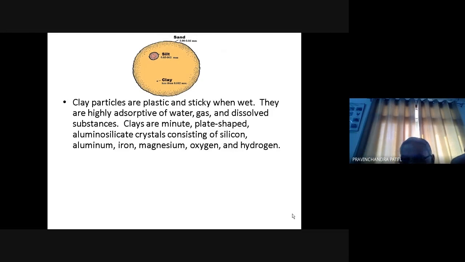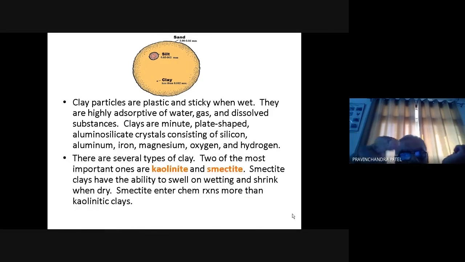Then here it is a silt particle, here a clay particle, and here a sand particle. Clay particles are plastic and sticky when wet. We have seen clay particles are plastic when we moisten or wet them. They are highly absorbing of water, gas and dissolved substances. Clays are minute plate-shaped aluminosilicate crystals consisting of silicon, aluminum, iron, magnesium, oxygen, hydrogen.